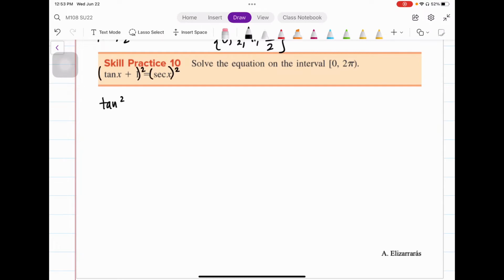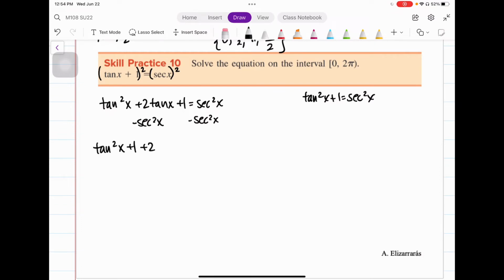That gives me tangent squared x plus 2 tangent x plus 1 equals secant squared x. Well, I do have some Pythagorean identities that involve tangent and secant. Tangent squared x plus 1 is equal to secant squared x. And I have tangent squared x plus 1 on the left-hand side of the equation. Let's move the secant squared to the left-hand side. I have tangent squared x plus 1 plus 2 tangent x minus secant squared x equals 0. I combined the tangent squared x plus 1 together because I'm going to replace that with secant squared x. Secant squared x plus 2 tangent x minus secant squared x equals 0. And I have 2 tangent x equals 0.